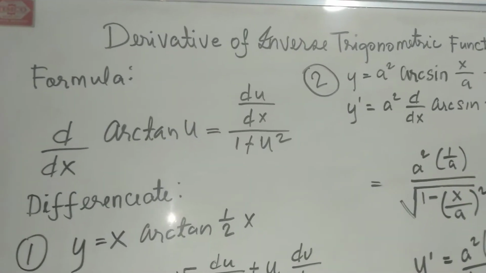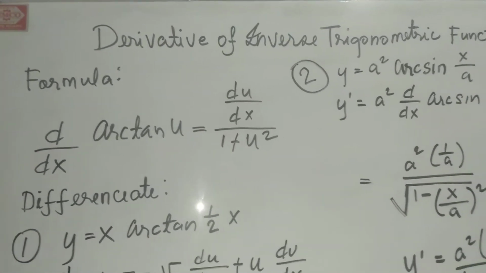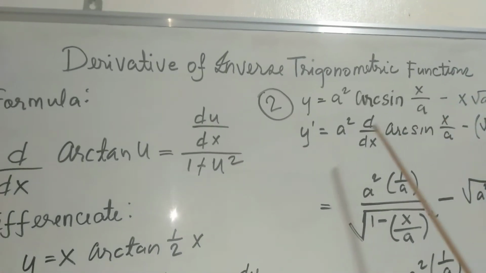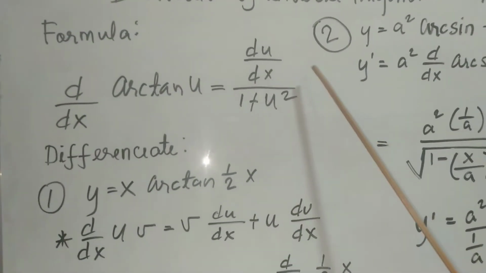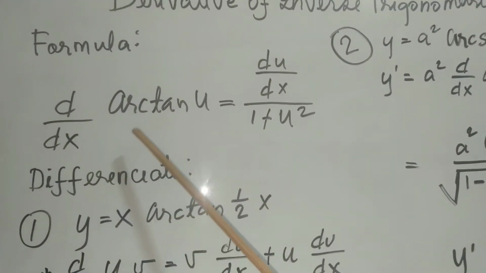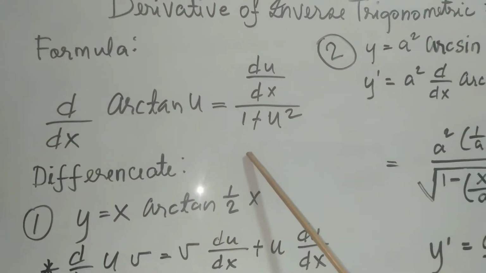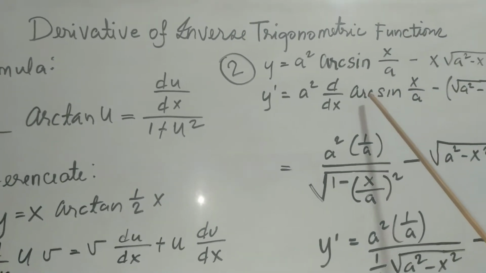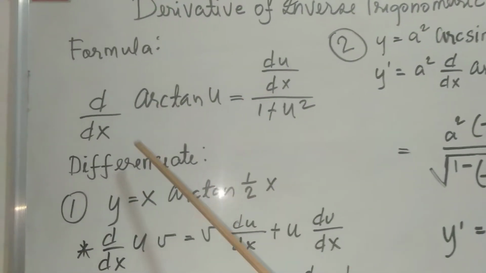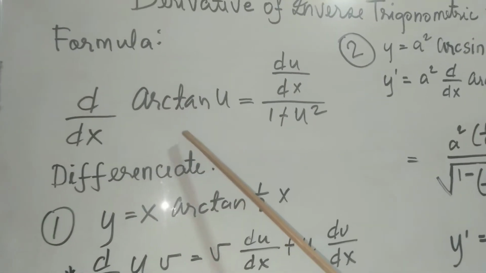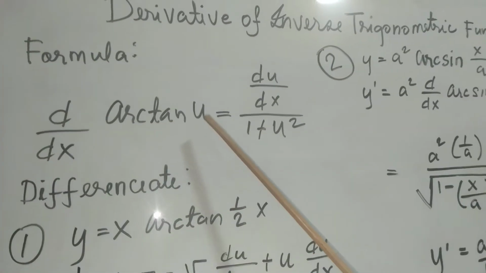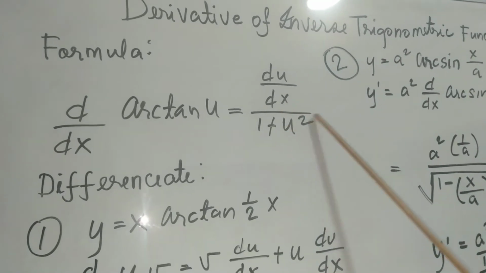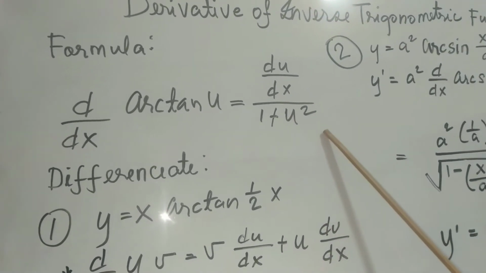We're going to continue our discussions on the derivative of inverse trigonometric functions. At this point, we're going to discuss the derivative of arctangent u and the derivative of arcsine u. For arctangent u, we're going to use this formula here: d over dx of arctangent u is equal to du over dx over 1 plus u squared.